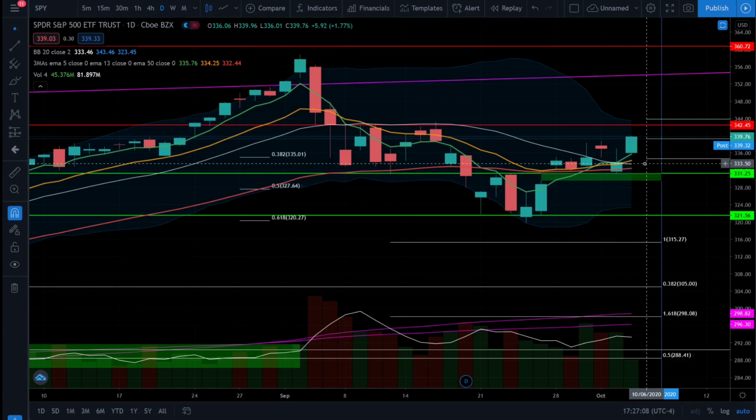Now that is yet again another close above the moving averages, and we do like to see that close above that 20 simple moving average, which is showing us that our short-term bullish trend is still intact. Now we know we have that short-term bullish trend with that 5 EMA trading above the 13 EMA and the price action closing above that 20 simple moving average.